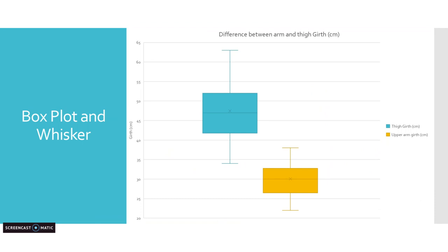Box and whisker plots are also very useful when using large groups of people, and when two or more data sets are being compared. So, for example, we've got the difference between arm and thigh girth, and you can clearly see the difference in size between the thigh girth and the upper arm girth using the box plot and whisker.